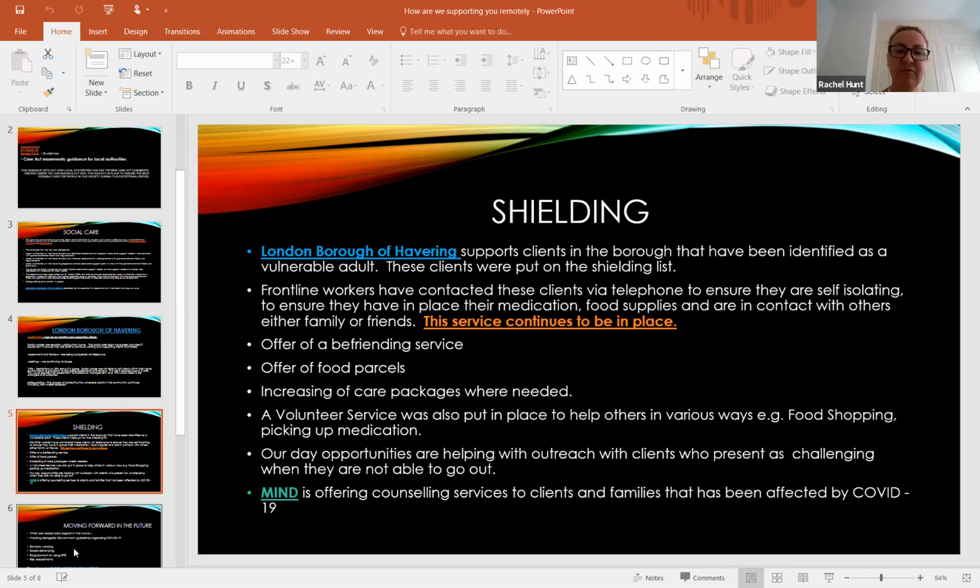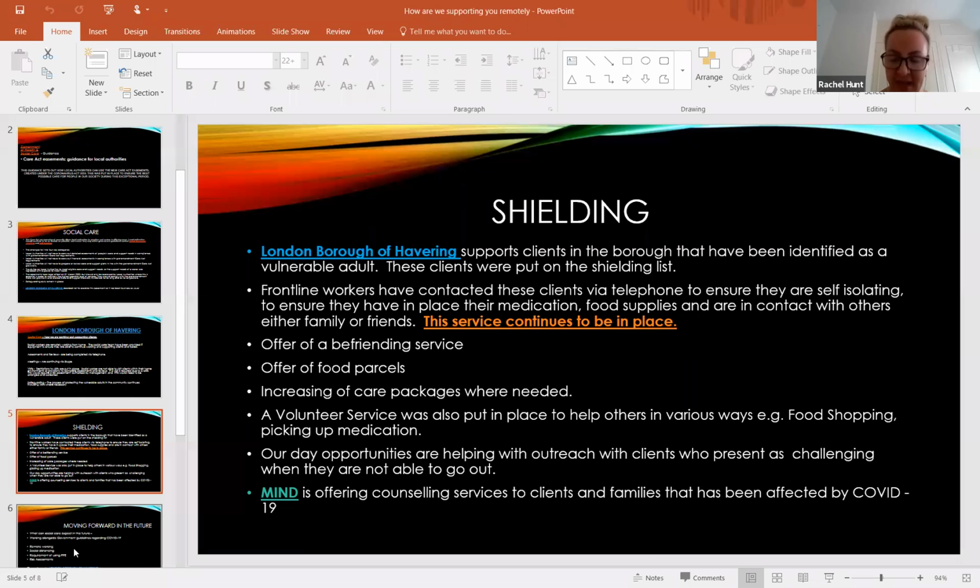We also offer a bereavement service, offer food parcels, increasing care packages where needed. A voluntary service was put in place to help others in various ways, food shopping, picking up medication. Our day opportunities are helping with outreach with clients who present as challenging when they're not able to go out. Mind organisation is offering counselling services to clients and families that have been affected by COVID-19.